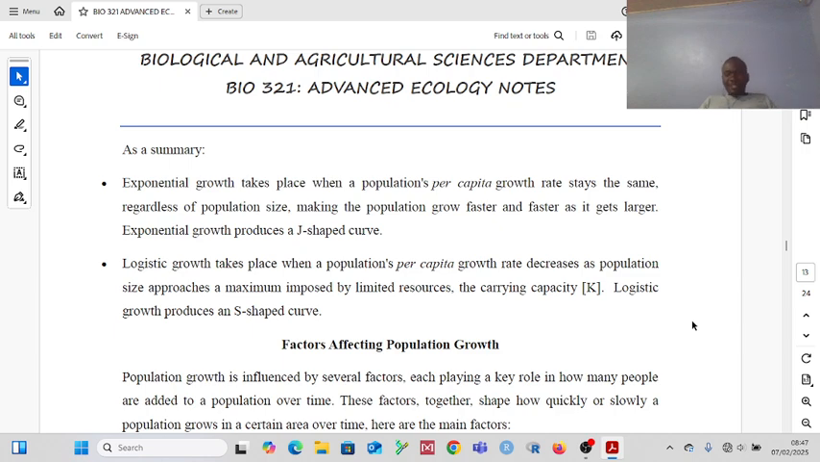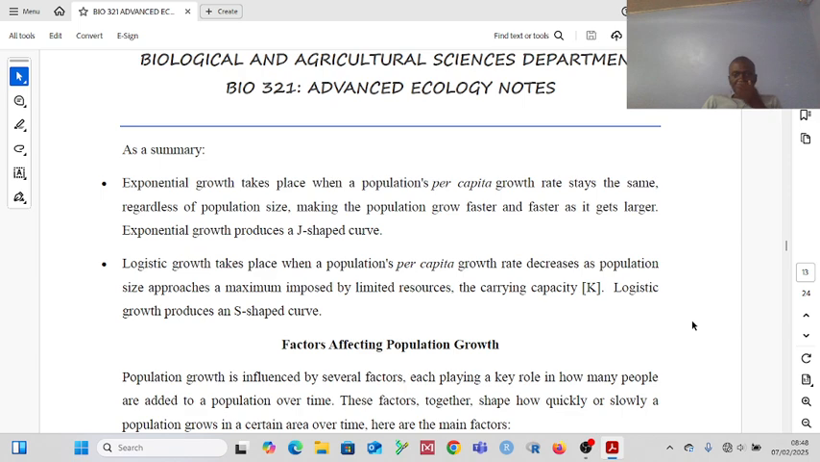So, just to summarize, exponential growth will take place when the growth rate stays the same, regardless of the population size. So in exponential growth, the rate of increase is the same, irrespective of the size. So in an exponential growth, there is no carrying capacity. So it means the population growth will be faster and faster. And that will now make it produce the J shape.